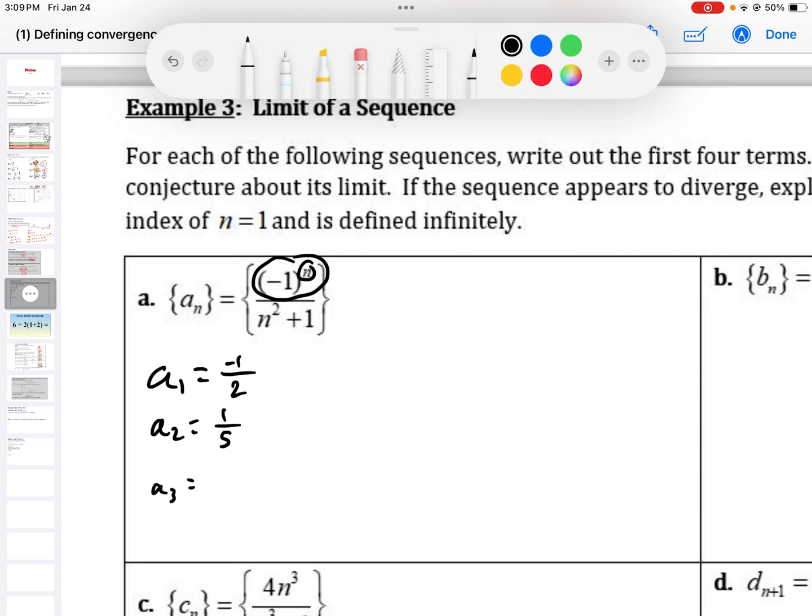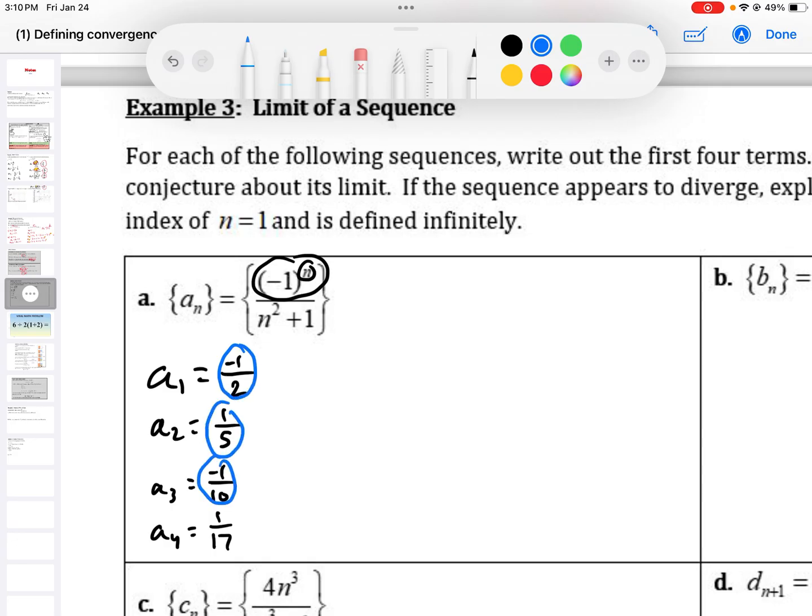Okay, plug in 3, so I have negative 1 times negative 1 times negative 1. So 3 factors that are negative, that'll be negative, over 3 squared plus 1 should be 10. A sub 4, I'm going to say it's negative 1 to an even exponent, so it'll be positive 1 over 4 squared plus 1, so it'll be 17.